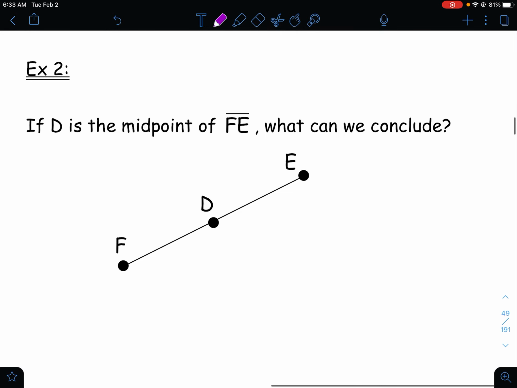All right. Then it says, if D is the midpoint of FE, what can we conclude? Well, if D is the midpoint, that means that it's going to cut it in half. It's going to bisect it. So we could say that FD is congruent to DE.